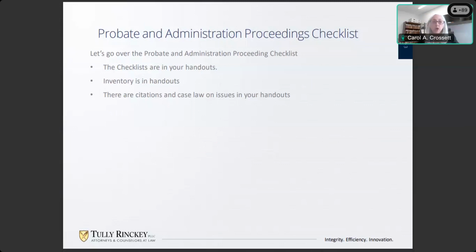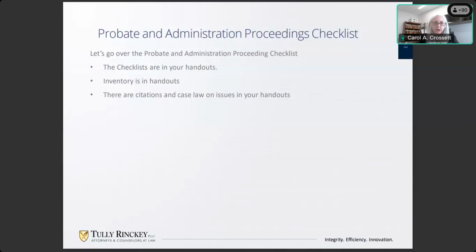Normally there's an executor named in the will and possibly a successor executor. But what happens if they're both deceased? Or somebody else steps forward and the executor wants to renounce. So that's helpful reading.